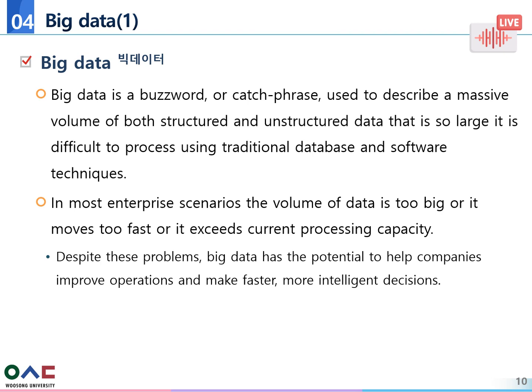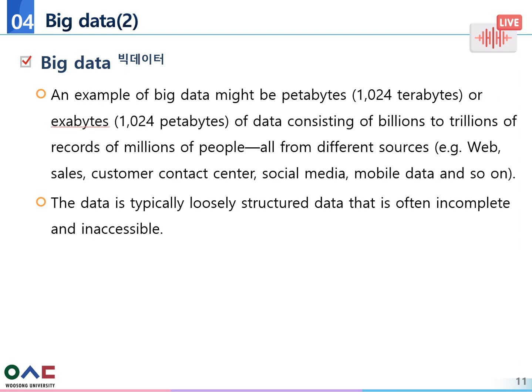Big data. Big data is a buzzword, or catchphrase, used to describe a massive volume of both structured and unstructured data that is so large it is difficult to process using traditional database and software techniques. In most enterprise scenarios, the volume of data is too big, or it moves too fast, or it exceeds current processing capacity. Despite these problems, big data has the potential to help companies improve operations and make faster, more intelligent decisions.